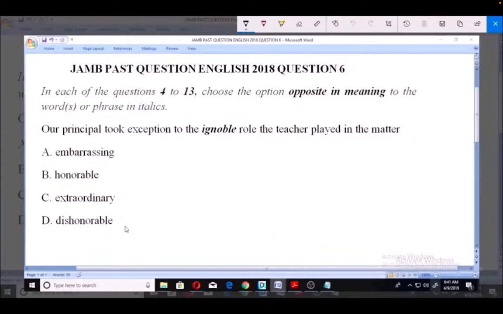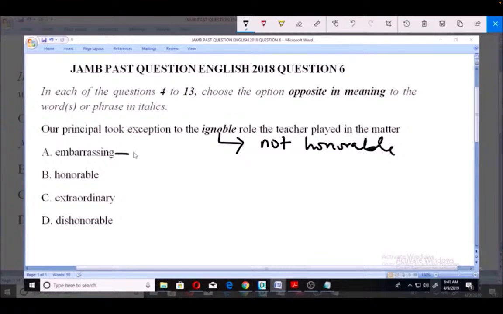Now, for us to be able to pick out the word that is opposite in meaning, we need to know the meaning of the word in question, which is ignoble. What does ignoble mean? Ignoble simply means not honorable. Something that is not honorable. That is the meaning of ignoble. So, which is opposite of it here? We're going to look at the words one by one.